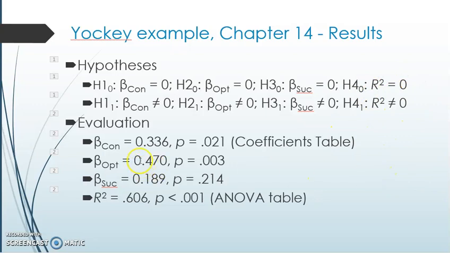So in evaluating this, we can see that our beta value for connectedness is equal to 0.336 with a p of 0.021 from our coefficients table. Optimism, we also get a significant result, but we did not get a significant result for academic success. And then in terms of the overall model, all 3 variables being able to predict meaning in life, our R-squared value tells us that yes, indeed, this model with these 3 predictors is able to significantly predict meaning in life at a level that's less than 0.001. And that came from our ANOVA table.